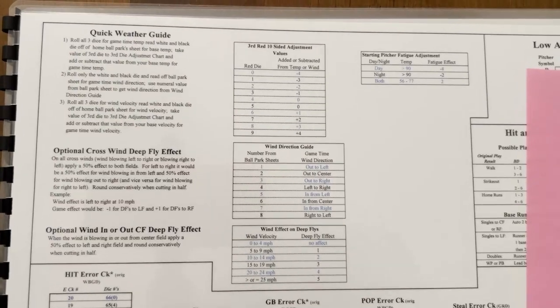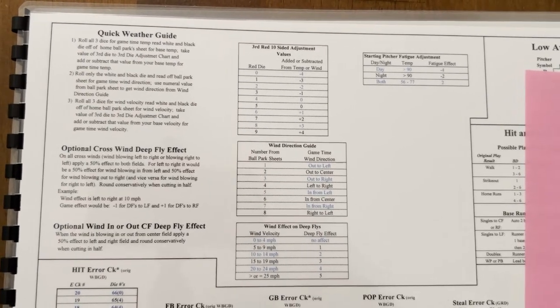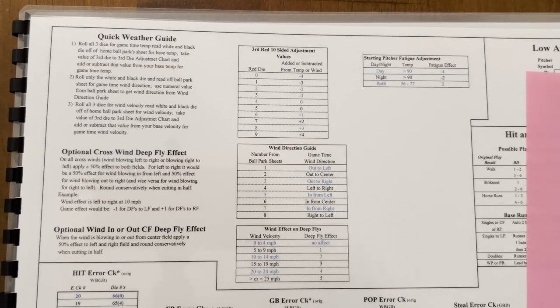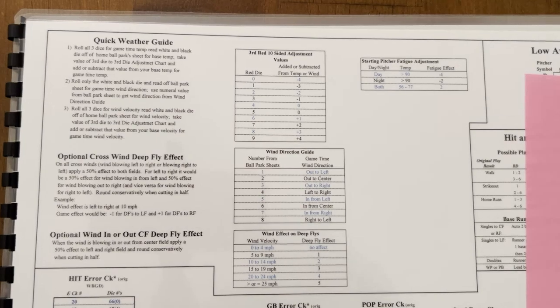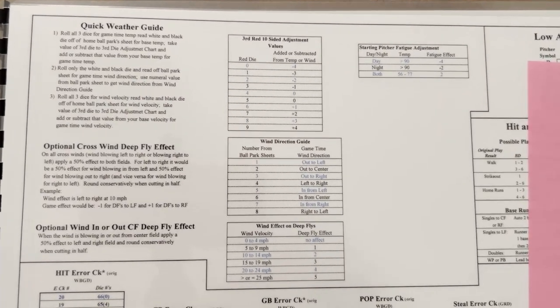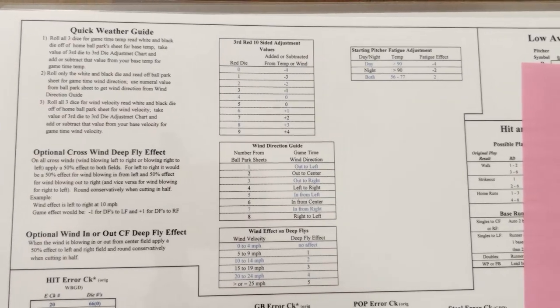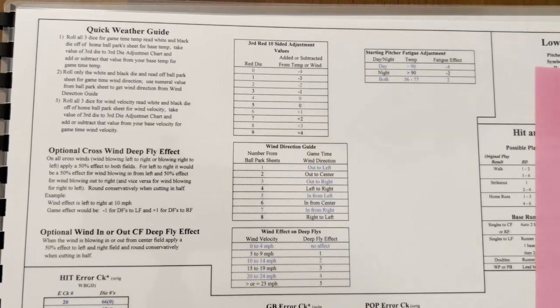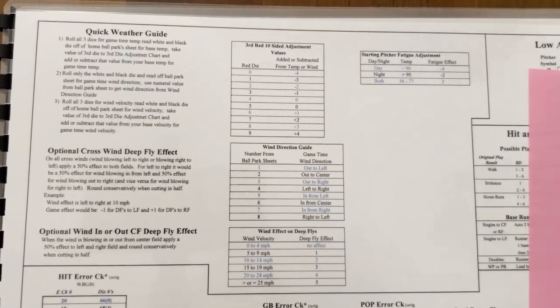So I do use them, but if you wanted to go on to Baseball Reference and find the actual weather for the game, you could do that. But this will give you kind of a sense of how weather works in this game when you use the rules that Tom created. So before each game, you're going to roll the dice 3 times. You're going to roll your white, black, and red dice 3 times.